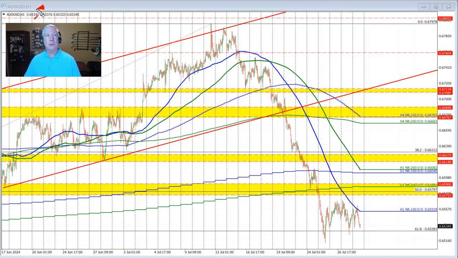I'm going to take a look at two currency pairs, the Aussie versus US dollar and the New Zealand versus US dollar. They're sort of working in tandem, so why not do them together? Today's date is July 30th, 2024. Let's get started. I'm going to start by taking a look at the hourly chart of the Aussie versus US dollar.